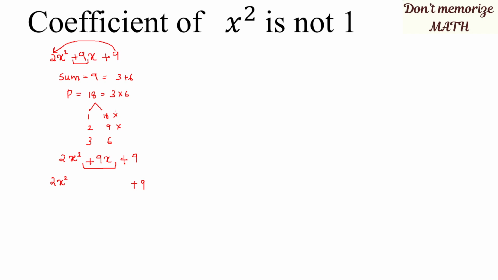3 plus 6 is 9. We got the numbers here, 3 and 6, right? So we are going to split the 9x. So 9x will become 3x plus 6x. What is 3x plus 6x? It is 9x.